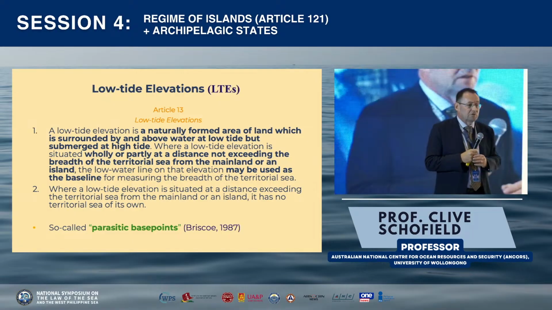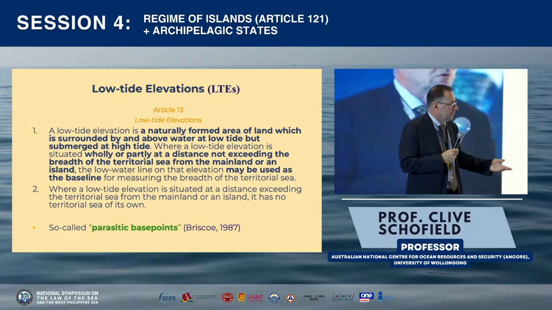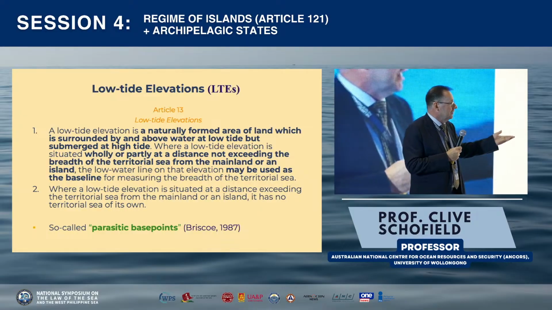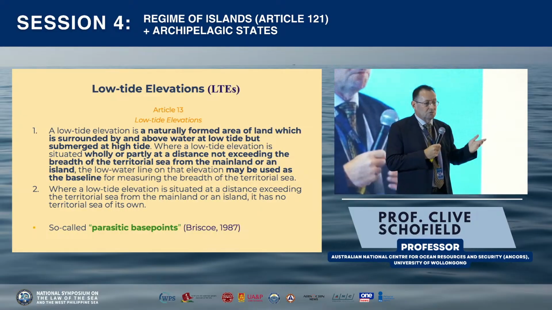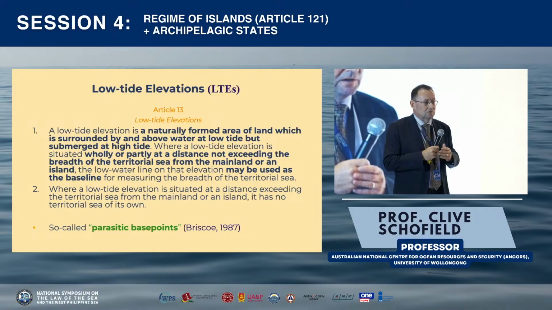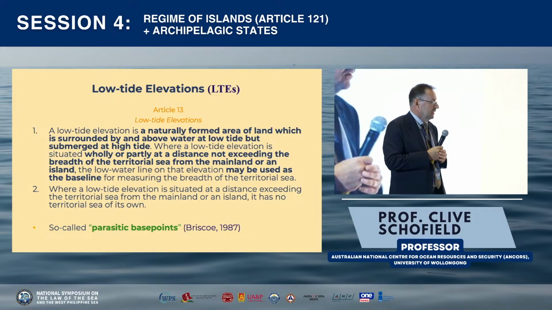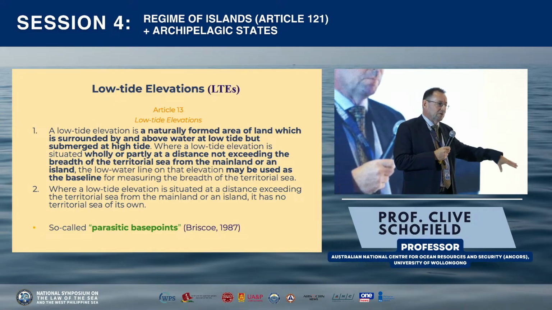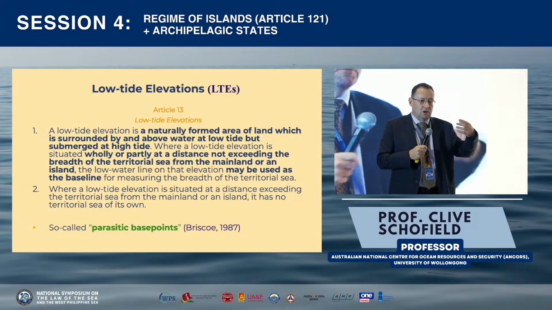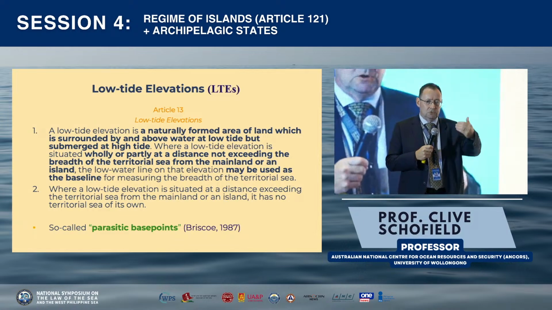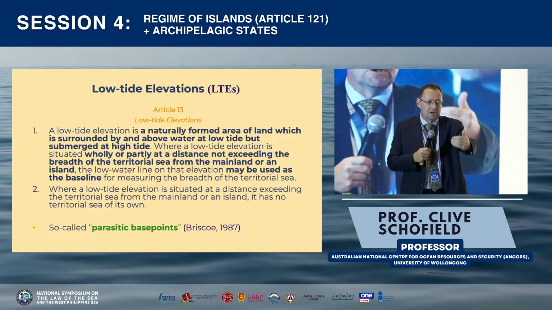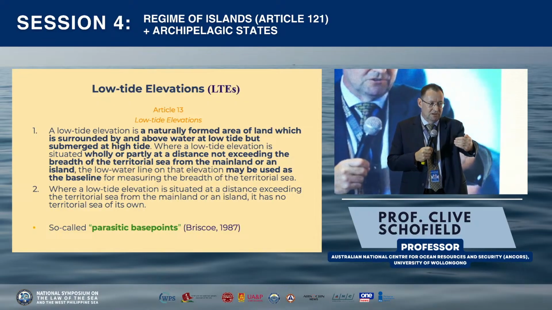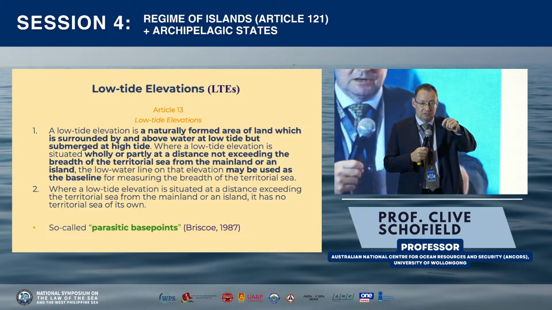Next, please. Low tide elevations have very similar language in Article 13 to Article 121. Again, it's a naturally formed feature, so you don't build your own. An area of land, but surrounded and above water at low tide, submerged at high tide. These have been known as so-called parasitic base points. If they are wholly or partially within your 12-mile limit from an above high tide piece of territory, then you can use a low tide elevation as a base point.